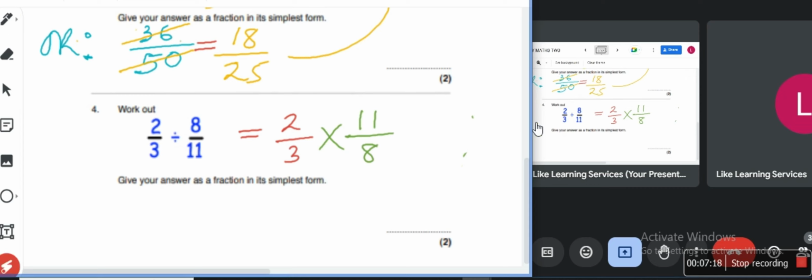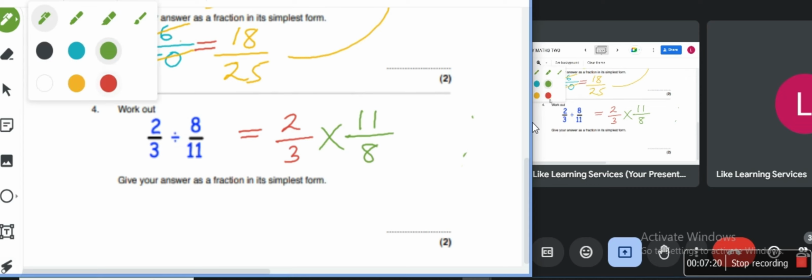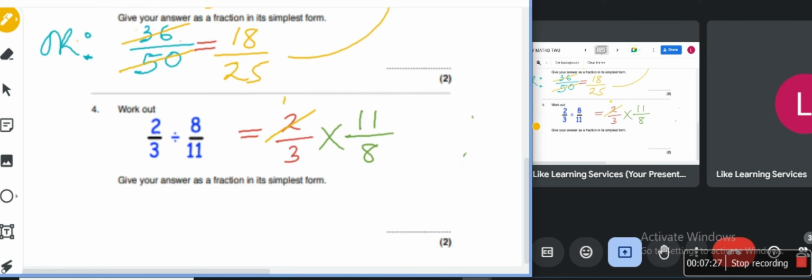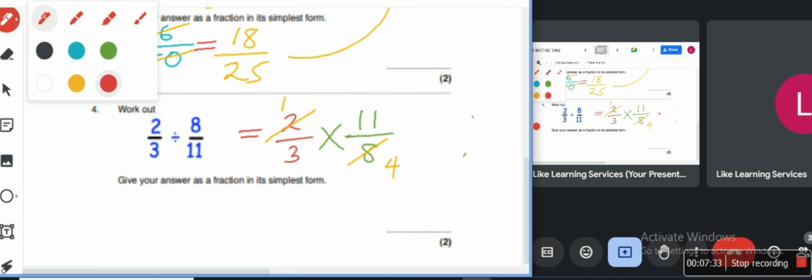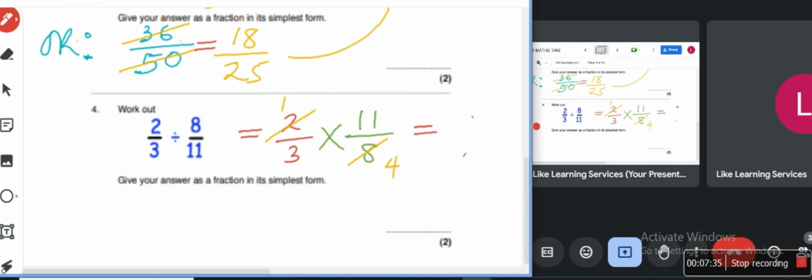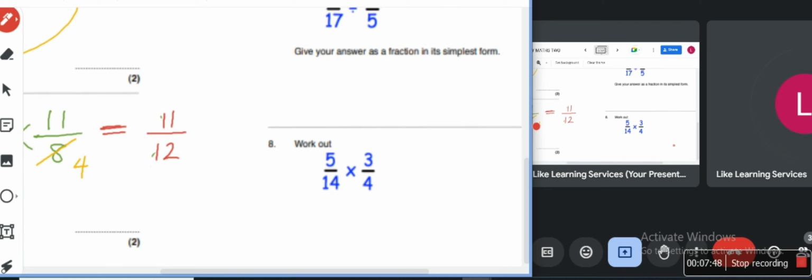Now you need to find if you can cross out any ones. Okay, what can cross out? 2 and 8 can cross out. 2 can cross out 2, 1. You can cross out 8, 4. So what does it give? Let's go faster. It gives what? 11 over 12. Okay, good.